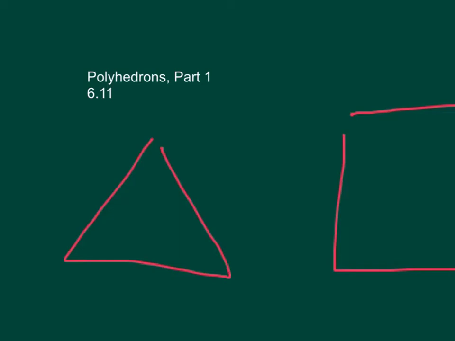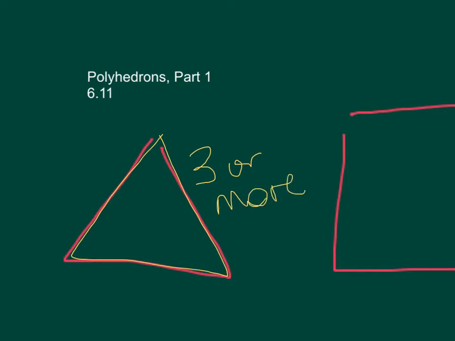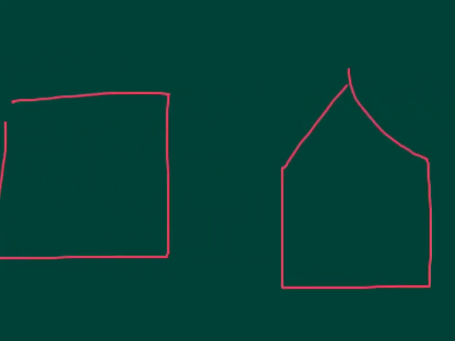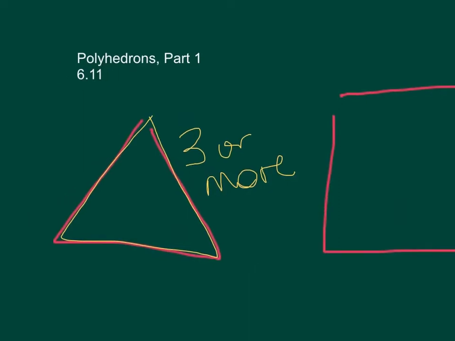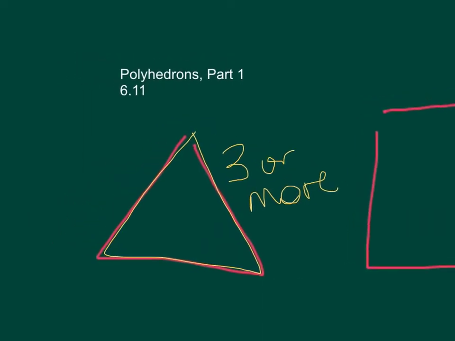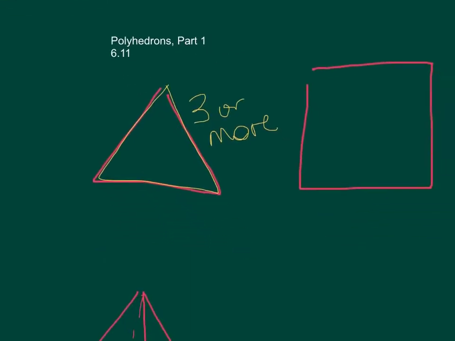Alright, boys and girls, for 611, we're going to look at polyhedrons. A polyhedron is different than a polygon. What you see right here is a polygon. We've talked a lot about those. Those have 3 or more sides. So we've looked at the triangle, the basic shapes, square, pentagon. Those are polygons. Now, the difference between a polyhedron and a polygon is the dimension.